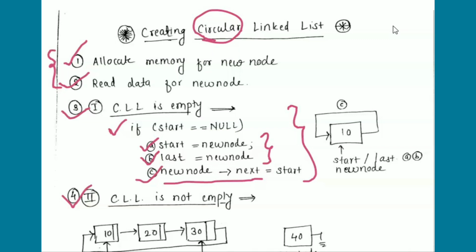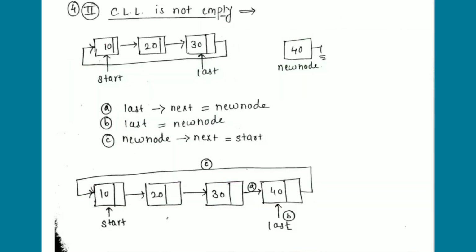Now we will check the second case, where your circular linked list is not empty and you are trying to add a new node into the linked list. Let us consider this example. I already have 10, 20 and 30 as part of my circular linked list, and I want to add this node 40 into my existing circular linked list. Here 10 is identified with the start pointer, 30 is identified with the last pointer, and 40 is identified with the help of new node. Now I want to add this 40 after this 30.